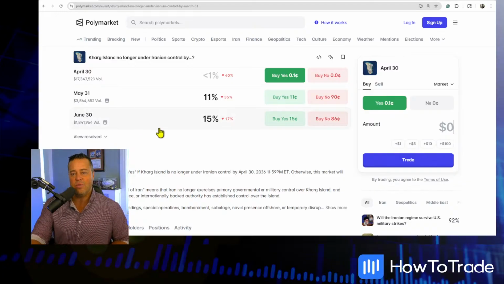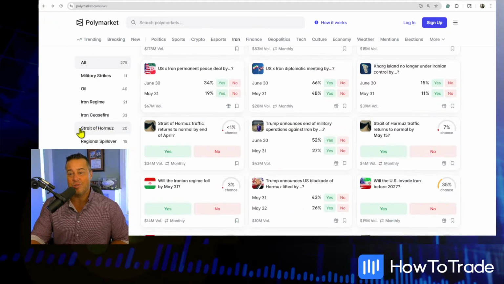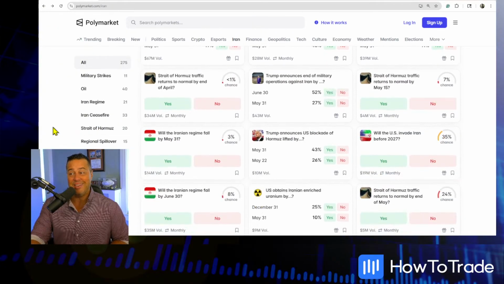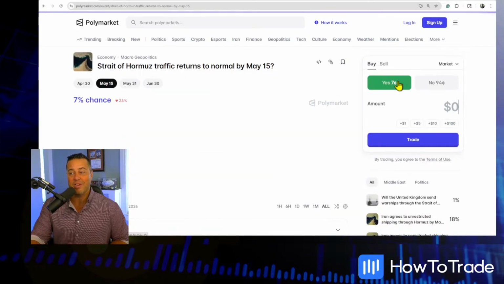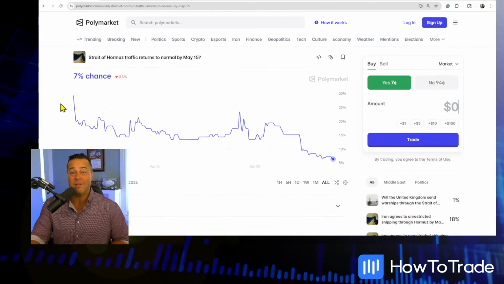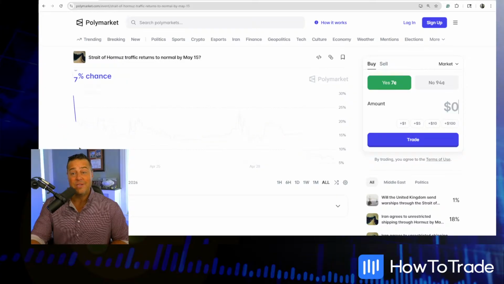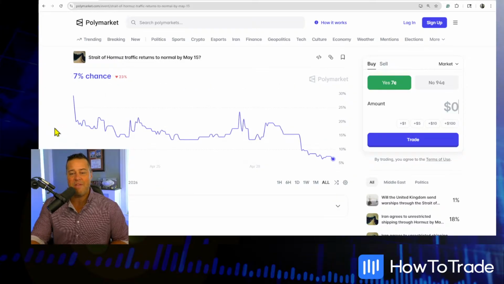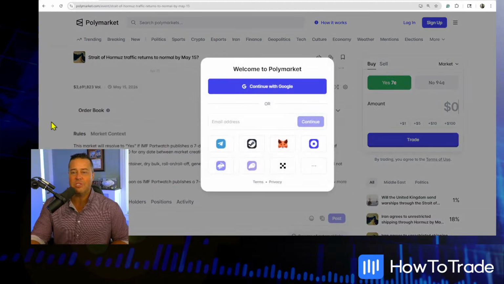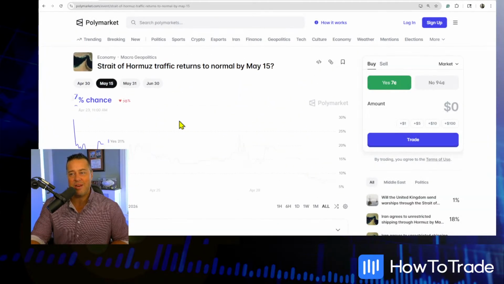You've also got June 30th here, 15% that Kharg Island is still under Iranian control. It does not look like you're going to see that U.S. invasion we talked a lot about. Looks like it's off the board. So 7% chance that the traffic returns to normal in about 2 weeks by May 15th. Watching that closely. I think that you may get it. You may not get it.